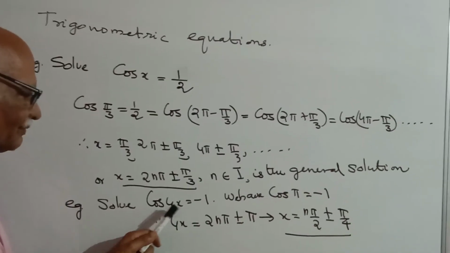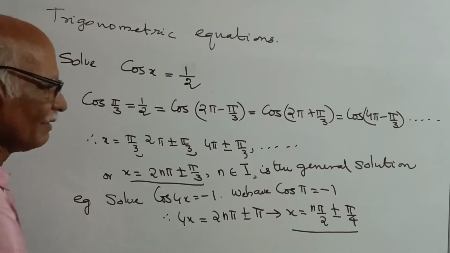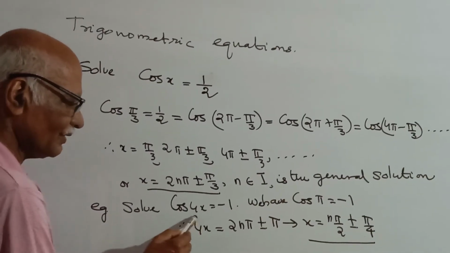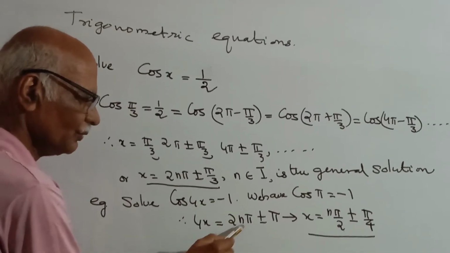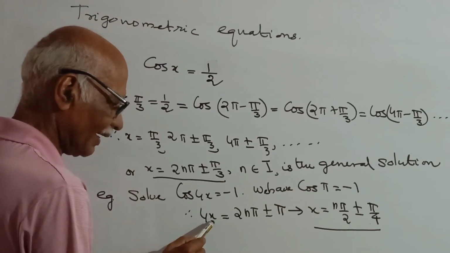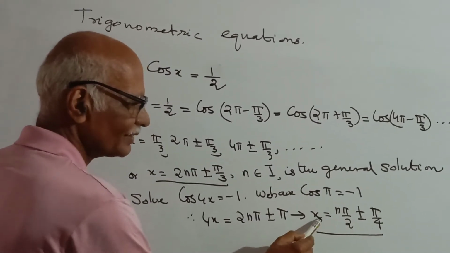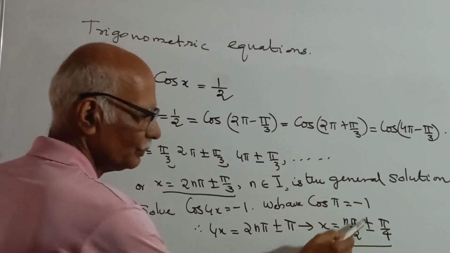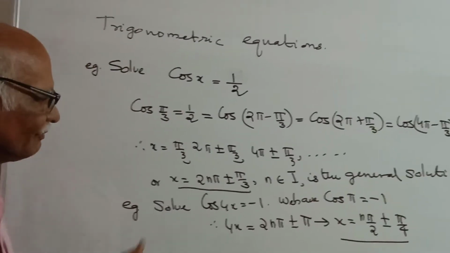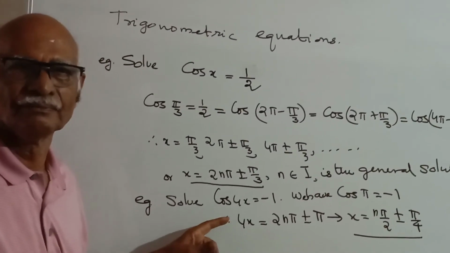Now for cos 4x = minus 1, we have cos pi equal to minus 1. So 4x equals, as before, 2n pi plus or minus pi. And we require x. You divide by 4. So x equals n pi by 2 plus or minus pi by 4. Now try to remember the formulae correctly.